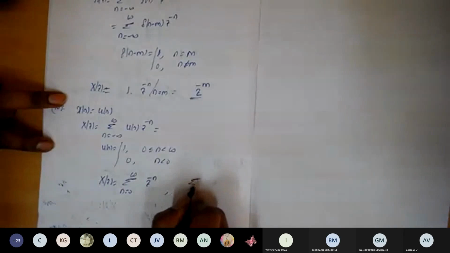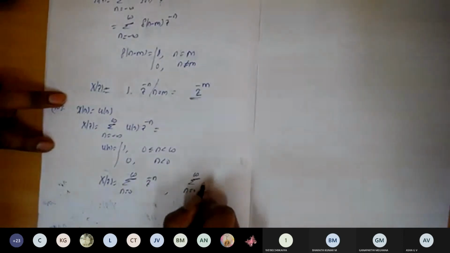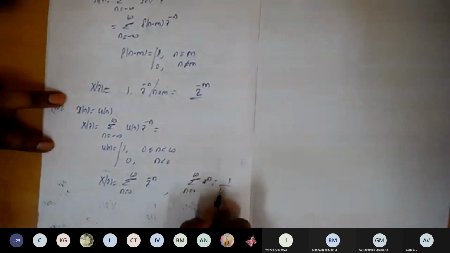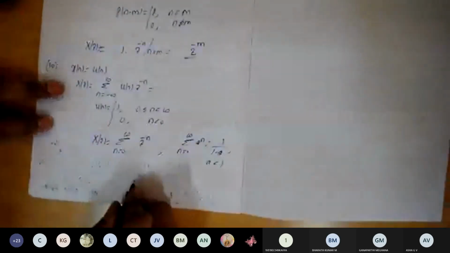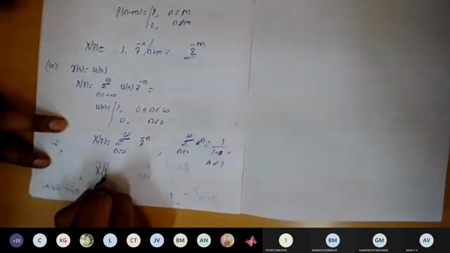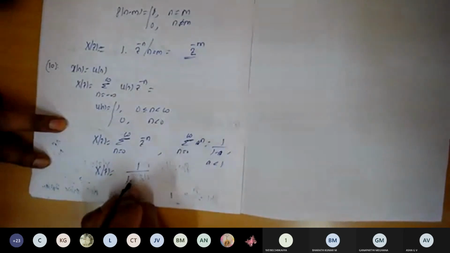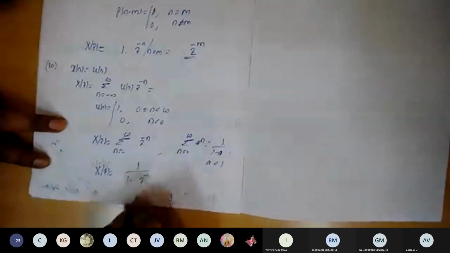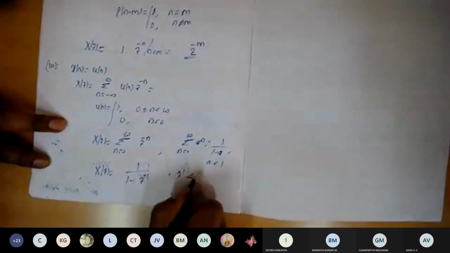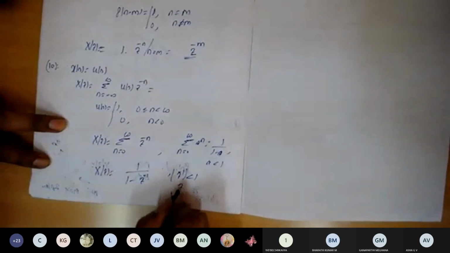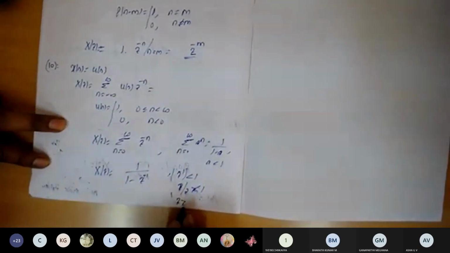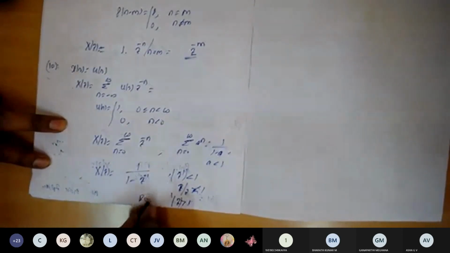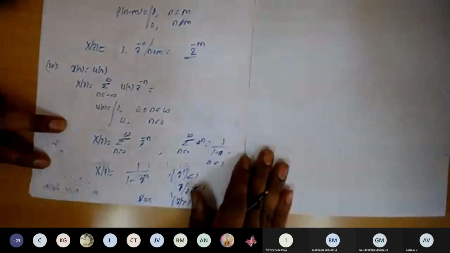So we know the sum of infinite terms formula, that is summation n equal to 0 to infinity, a to the power of n is equal to 1 divided by 1 minus a, provided a should be less than 1. So it will become X(z) equals 1 divided by 1 minus z inverse, provided z inverse should be less than 1, or 1 by z should be less than 1, or z should be greater than 1. So this is the ROC.